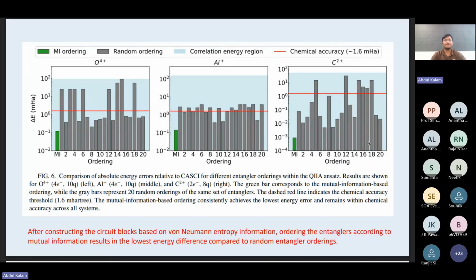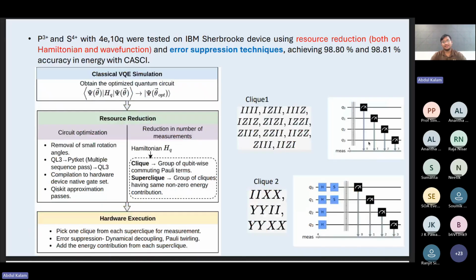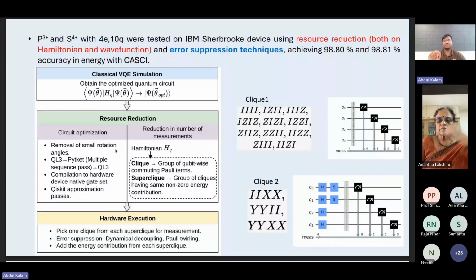And for the hardware run, if the circuit depth is very high and also the Hamiltonian terms are very large, then we have to do resource reduction. So for that, we have followed two ways of resource reduction. One is we have reduced the number of Hamiltonian terms, and the other part, we have also reduced the circuit size. So for the circuit optimization, we have removed small rotation angles.